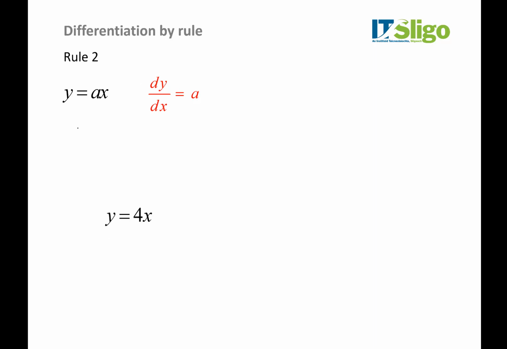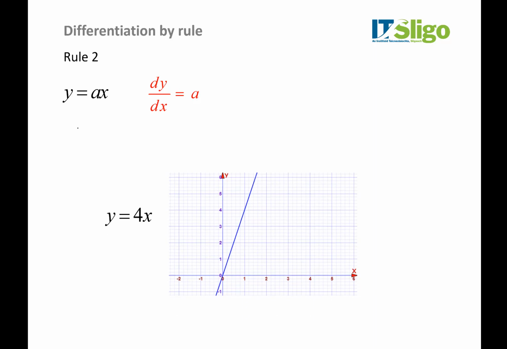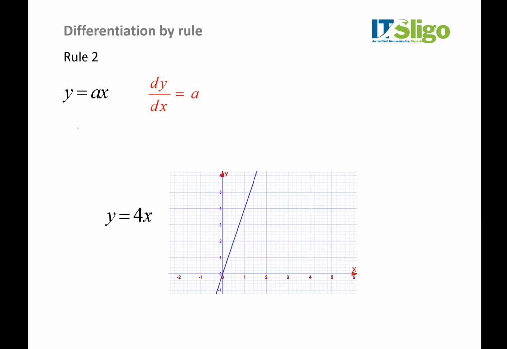So here we have an example, y is equal to 4x, and this is what the line looks like. Now, what this is telling us, the derivative, is regardless of where we go on this straight line, the slope is always going to be 4. Doesn't matter what point we pick. Any point on that line, the slope is always 4.